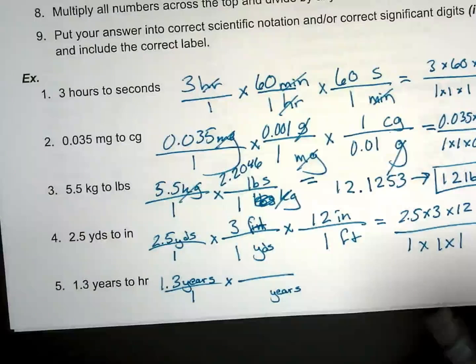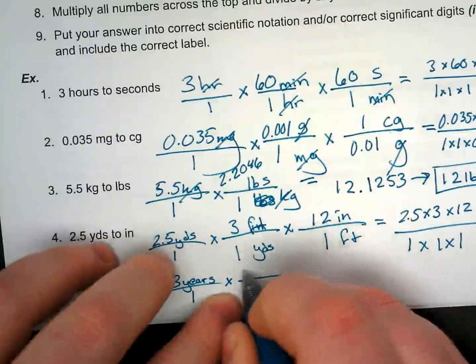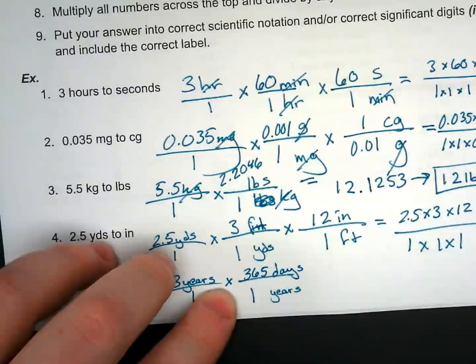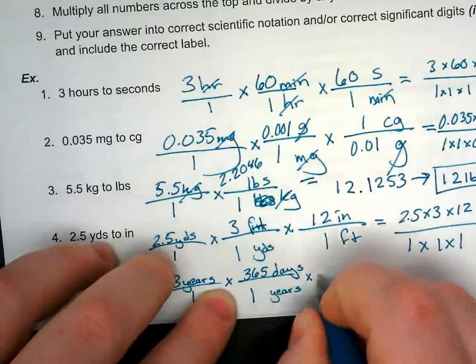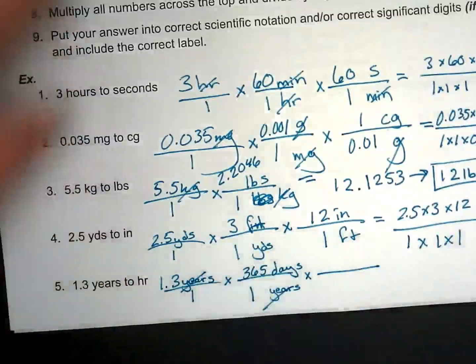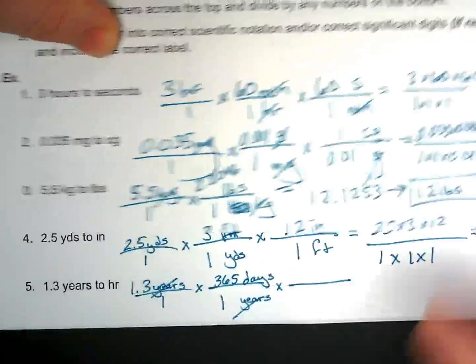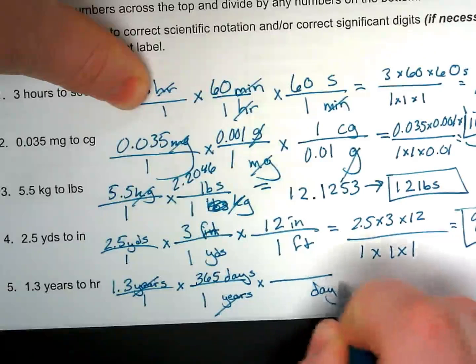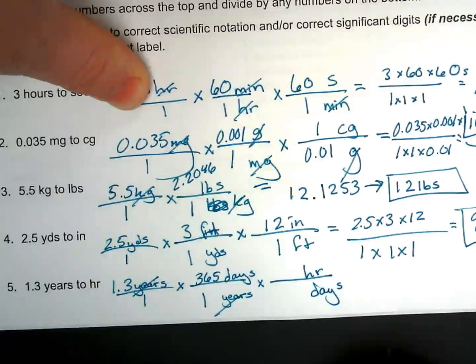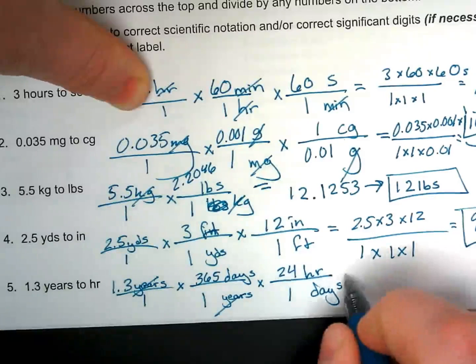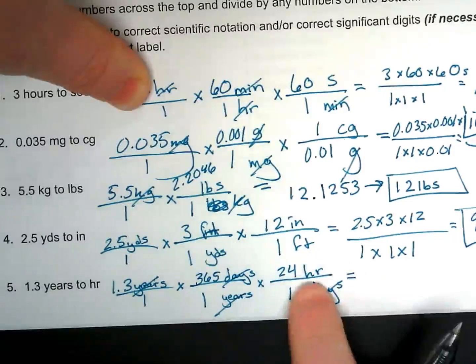So how many days are in a year? Well, there's 365 days in 1 year. And now our units would be days, because years cancel out. So then we need to convert days to hours. Days go on the bottom, hours go up top. Well, in 1 day there are 24 hours. That cancels out, so now I'm left with hours.